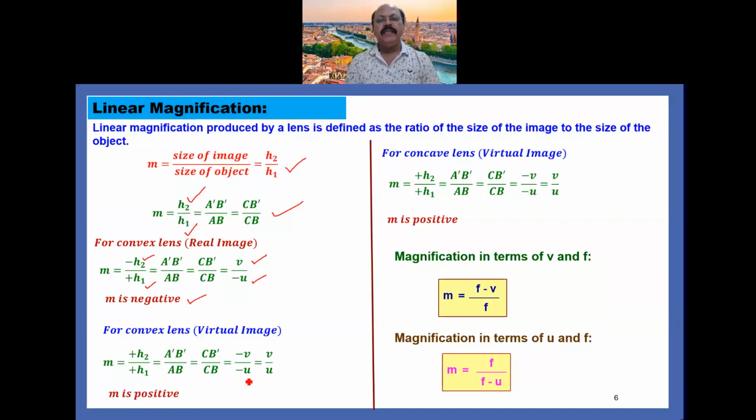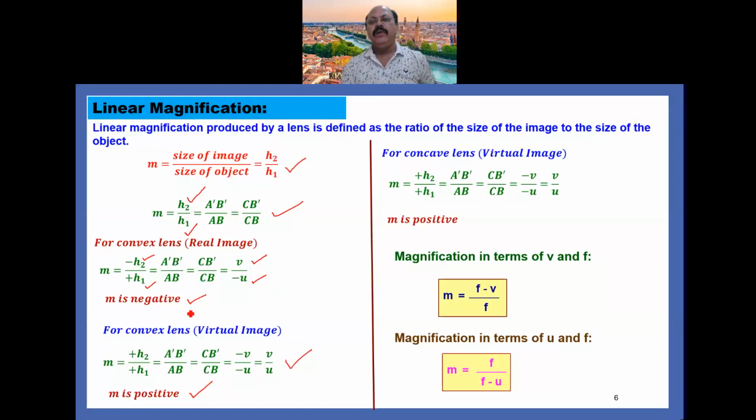Both object and image distances are in opposite direction to the incident ray, so that's why minus v upon minus u, that is v upon u. So m is positive. So in case of the virtual image of a convex lens, m is positive. Now we can similarly find out for the concave lens. Always the image is virtual.